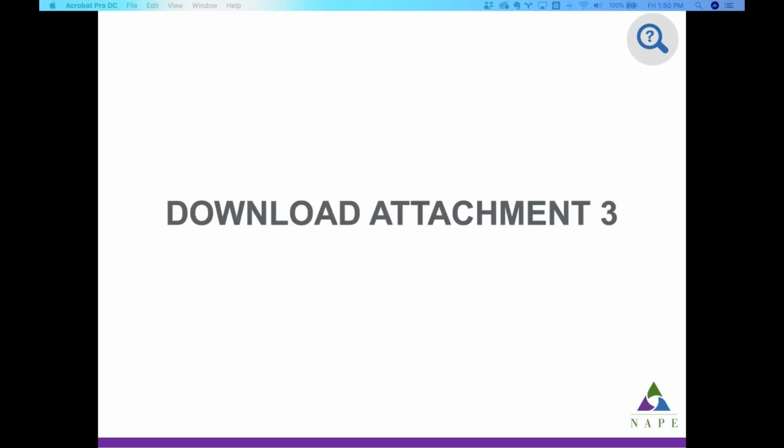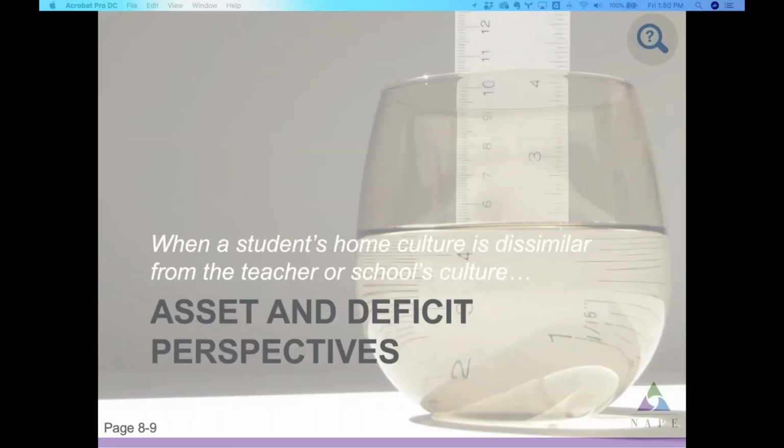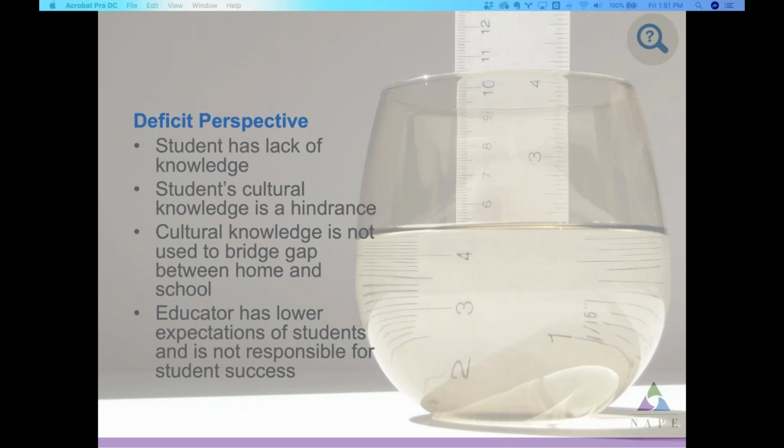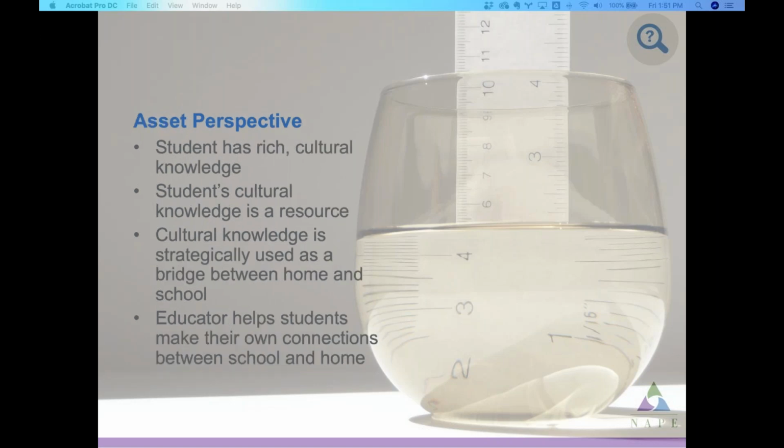So now we're going to look at attachment 3. We're going to look a little bit at asset and deficit perspectives, and then we're going to do an exercise. An asset and deficit perspective is the difference that arises when the student's home culture is dissimilar from the teacher's or the school's culture. An asset perspective is one in which we think and believe, and this is also aligned with a value belief system, that the student has rich cultural knowledge. We acknowledge that they have this rich cultural knowledge, and we acknowledge that their cultural knowledge is a resource.